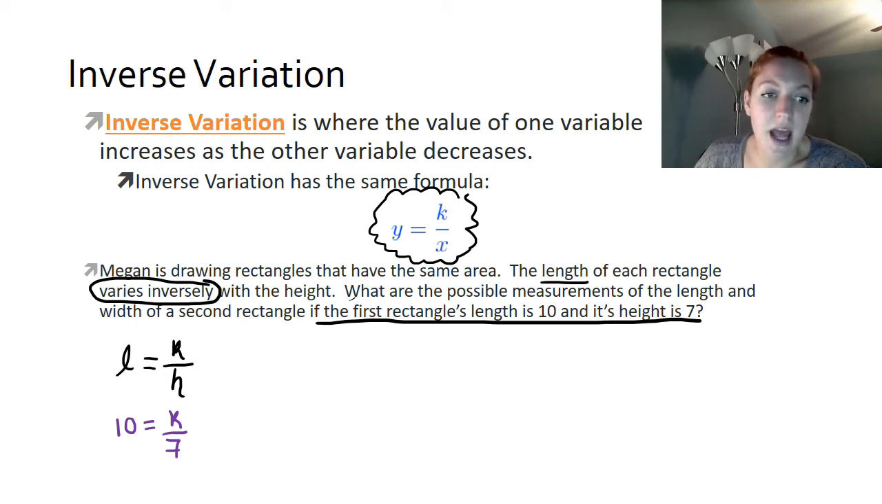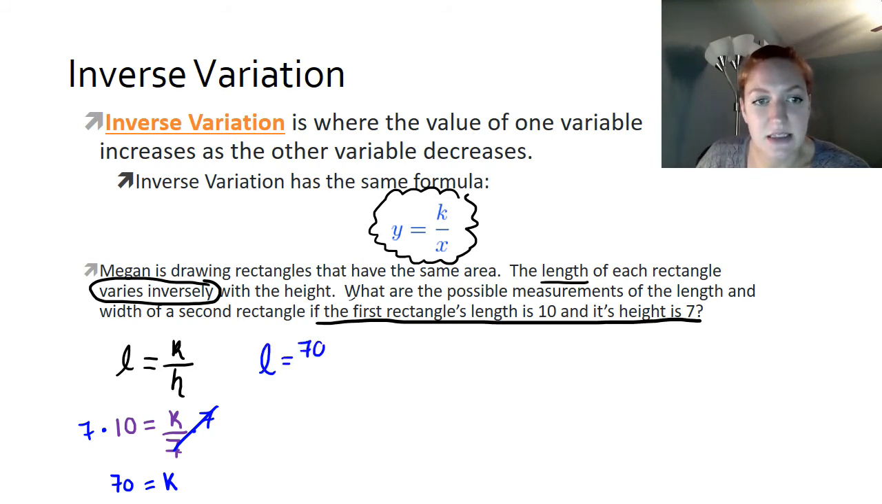Well, sure, we can go ahead and find k. Now, remember, when I have a division by a number, and I'm trying to isolate that variable, to undo it, I just do the opposite of division, which is multiplication. What you do to one side, you got to do to the other. So this gives me k equals 7 times 10 is 70. So my formula is going to be the length equals 70 divided by the height. So that's going to be my handy formula for this problem.